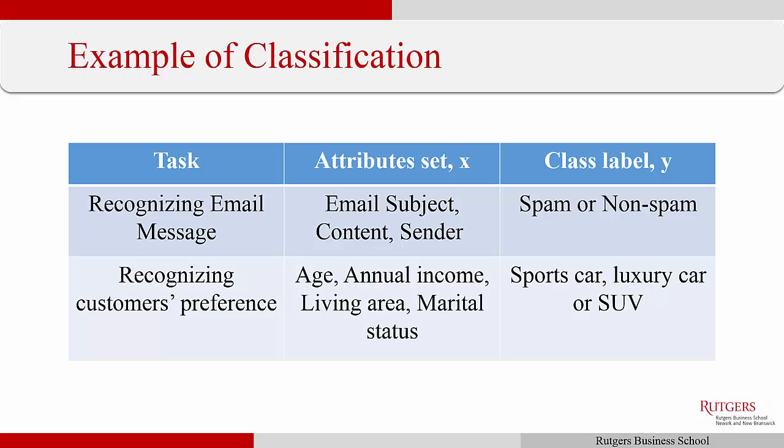And the second task is to recognize the customer's preference. Just regard yourself as a car dealer, and you have some valuable client information provided by the client, like age, annual income, living area, and the marital status. So what you want to know is the customer's preference. What they want to buy is a sports car, luxury car, or SUV. If you can successfully predict the client's preference, maybe your sales can double or even triple those of other dealers.